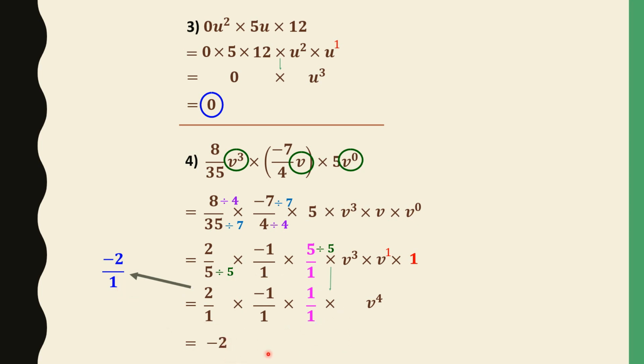And now let's write the simplified form by getting rid of the times, and we copy the v exponent 4. We obtain negative 2 v exponent 4, and this is the simplified form of this algebraic expression, of this product of the three monomials. Here we are not calculating the numerical value, no, we are simplifying this expression.